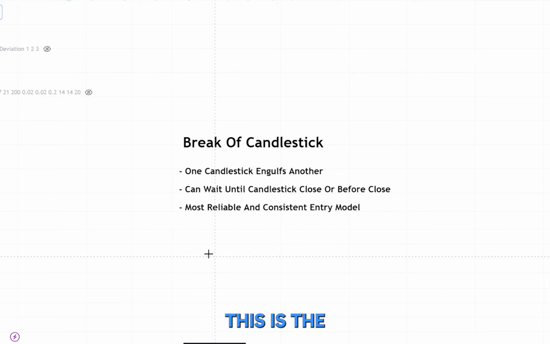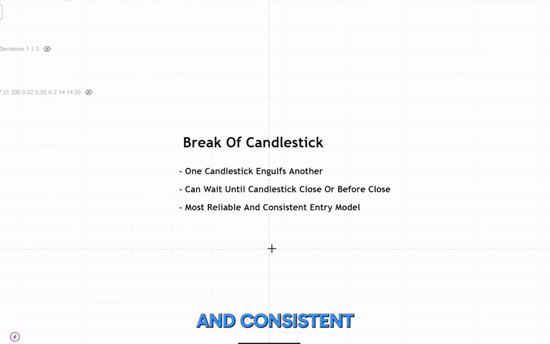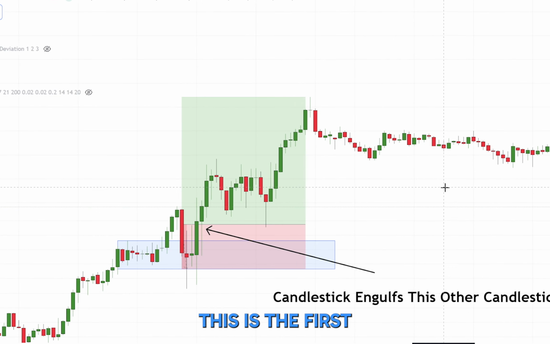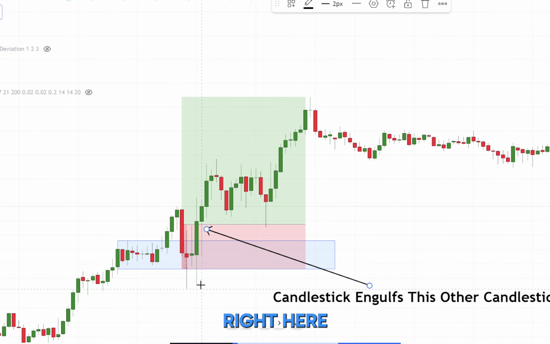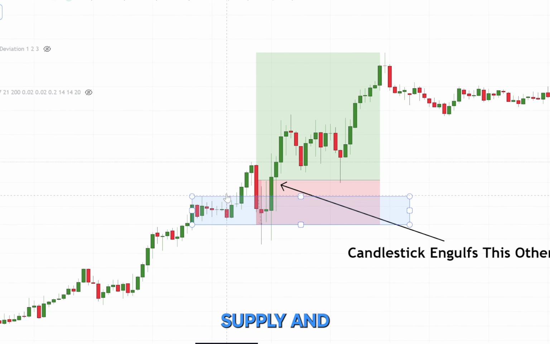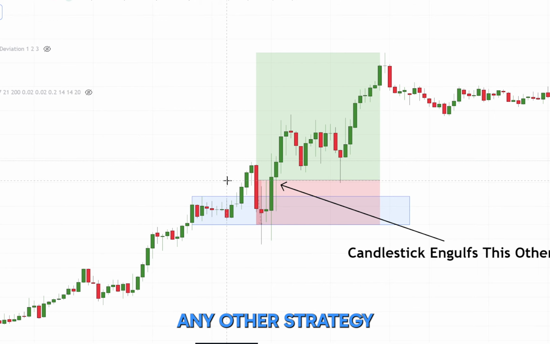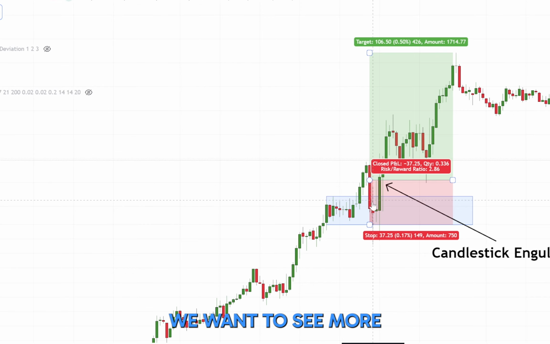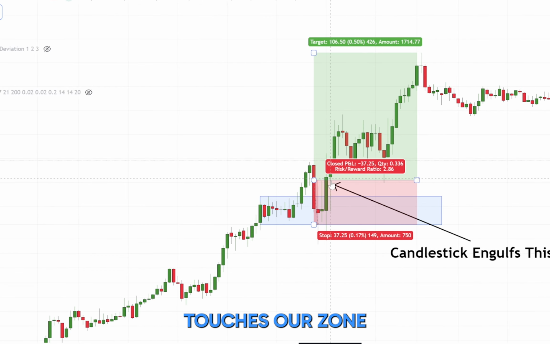And lastly, this is the most reliable and consistent entry model that we are going to go over from this list. This is the first example we'll go over. As we can see right here, this is our supply and demand zone. It can be any other strategy you want it to be. But since we are buying, what do we want to see? We want to see more buying pressure coming in after it touches our zone.